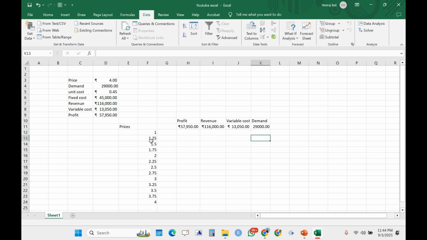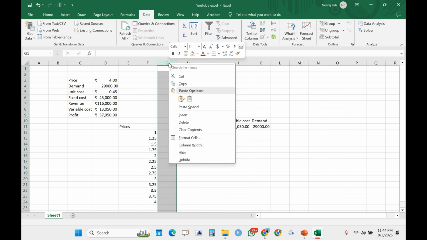What if the price is 1.5? Then what will be the profit? Then what will be the revenue? Then what will be the variable cost? Then what will be the demand? So this is what we are answering with this table. And I have added one column extra unnecessarily.